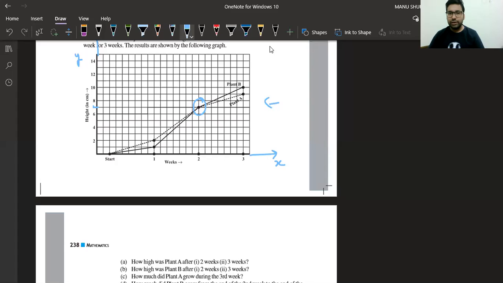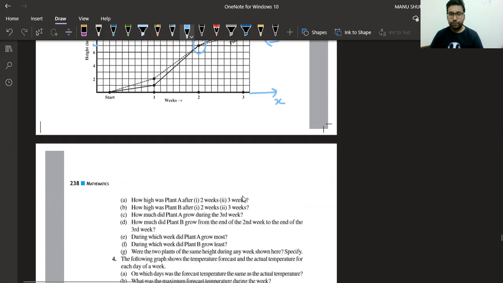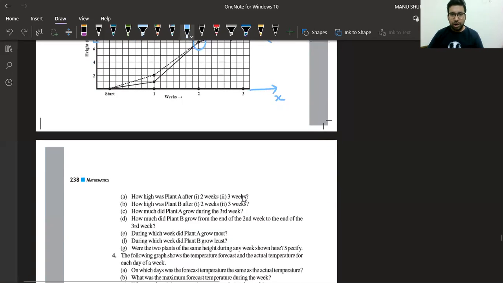And after the third week, how much is it? I think 8? No, 9. After 3 weeks, it is 9. So you have to use a scale. If you have any confusion seeing the straight lines, use a scale for that. It will make it very easy for you and reduce the confusion. Now, how high was plant B? You can find that very easily.